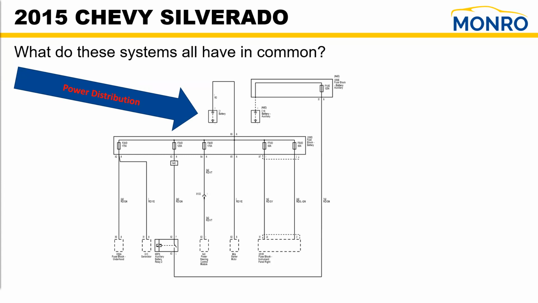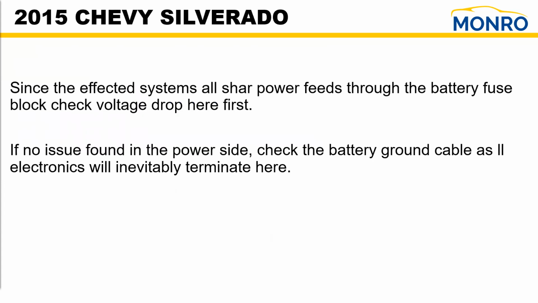So, since the affected systems all share power feeds through the battery fuse block, check the voltage drop here first. If no issues are found in the power side, check the battery ground cable, as all of the electronics will inevitably terminate here. We're actually taking this information right out of a TSB.